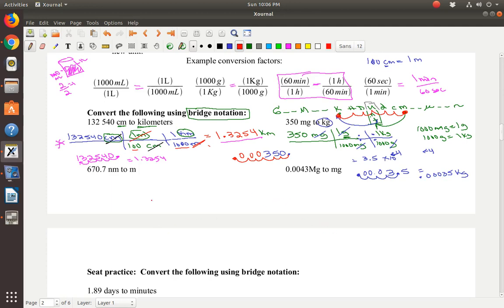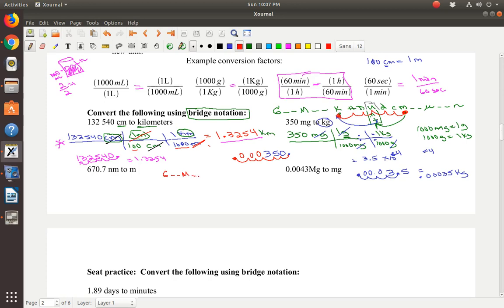Okay, I'm going to put this one and this one up for you, and you can look at it for a few minutes, and then we're going to do some, well, I'll tell you what, I'll go ahead and do this next one. 670.7 nanometers to meters. 670.7 nanometers to meters. I'm going to go ahead and write my mnemonic device again down here.